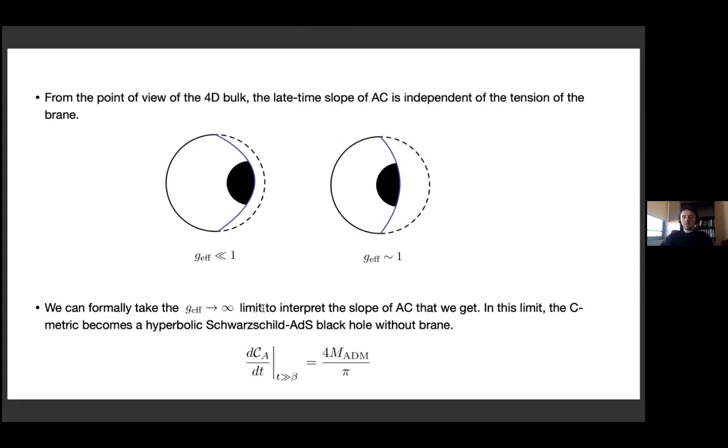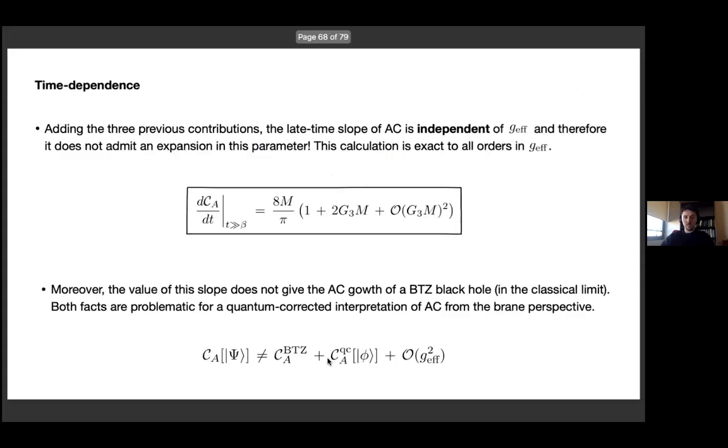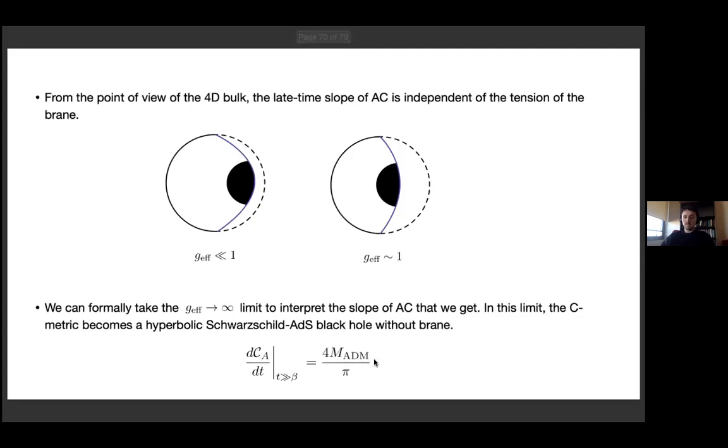And we can interpret the value that we got for the late time growth of action as the one associated to the Schwarzschild AdS hyperbolic black hole that you get in this limit. So if you take this limit of the C-metric, the bulk metric that you get is the one of a Schwarzschild AdS black hole. And then you can reproduce the value that we got for the action complexity just by taking the formal limit. So the function of the mass that I was referring to here corresponds just to the ADM mass of this Schwarzschild AdS black hole.